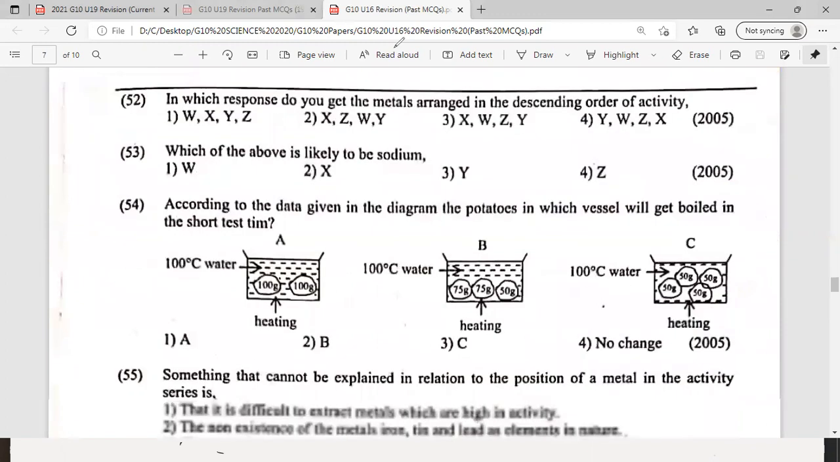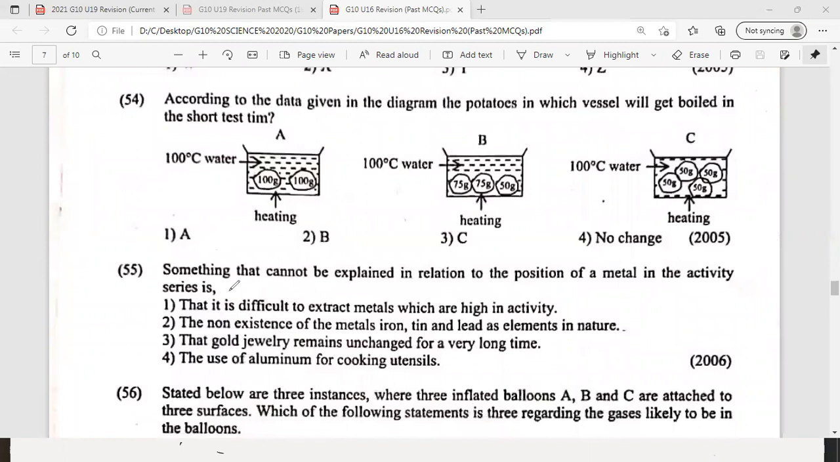According to the data given in the diagram, potatoes in which vessel get boiled in a short time? So why? Okay, this is like common sense. I'll ask the question from you all first. Sumela, yes. Vinuka, Sujivani. C. Letter C. Yeah, very good. Why is it boiled fast?